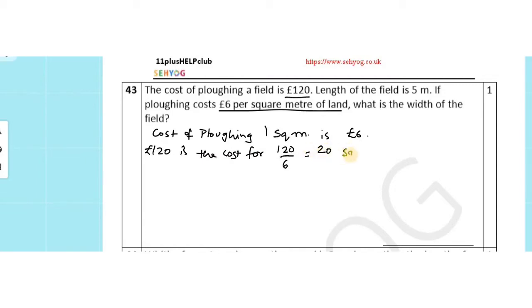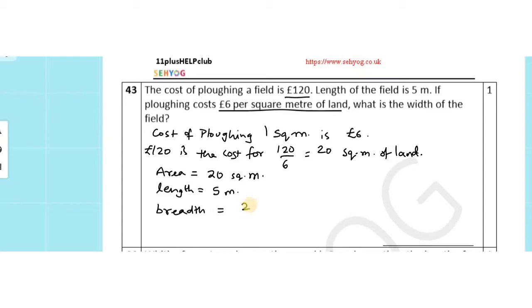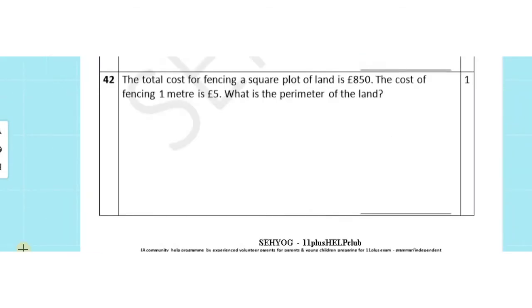So, we can say there are 20 square meters of land, and that is the area of the land because it is in square units. So, area is equal to 20 square meters. Length is given as 5 meters. We can find the width by dividing the area by the length of the rectangle. So, 20 divided by 5, which is 4 meter width. Answer is 4 meter. Number 42, total cost for fencing a square plot of land is 850 pound.